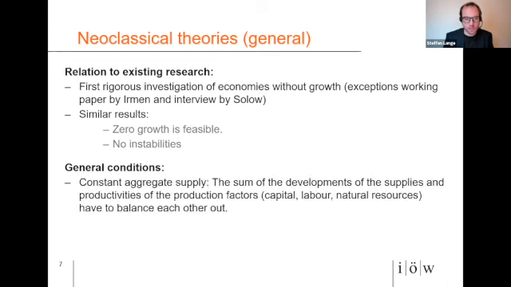And the general condition, I try to combine a lot of different models here, but the general condition is that they are supply side models. So you need a constant aggregate supply. And that means, and it's really quite simple, the sum of the developments of the supplies and productivities of the production factors, and those are the three, have to balance each other out. So basically the perspective is, when you have more labor, you need to apply less capital or less natural resources, and then you have zero growth.